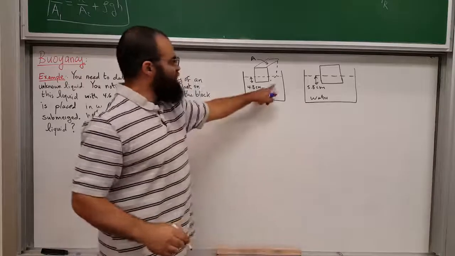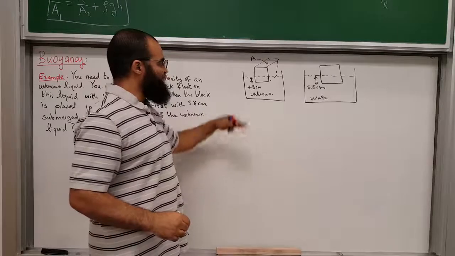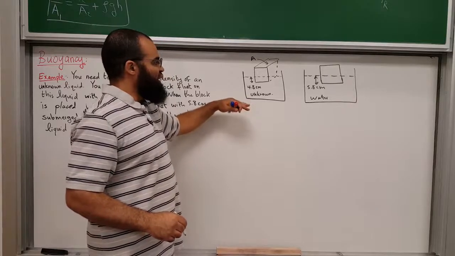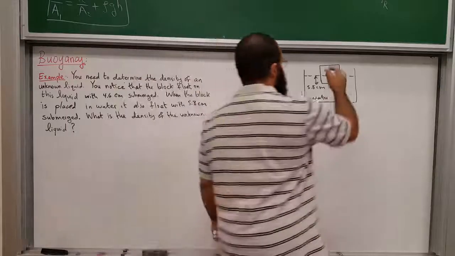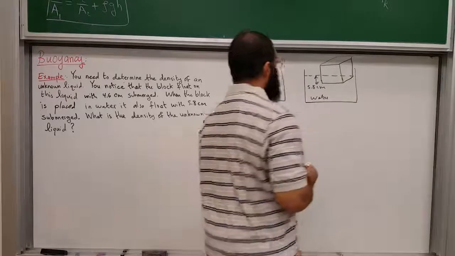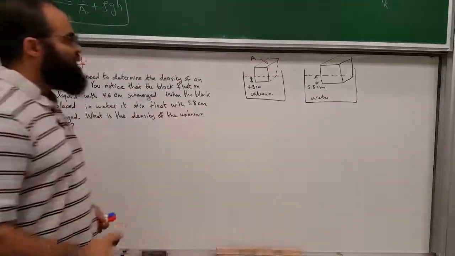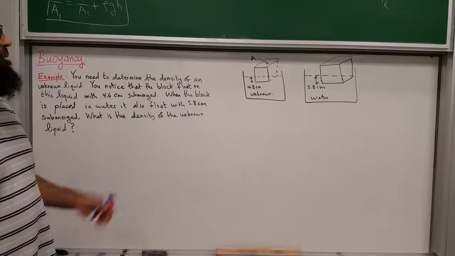So we conclude that this fluid is denser than the water because it sinks less, because it needed to displace less of this fluid than the water in order for itself to float. We will see that. So this is this. Okay. So how are we going to do this?